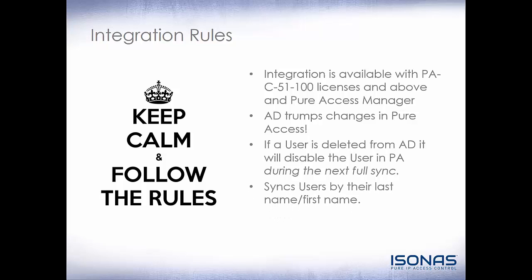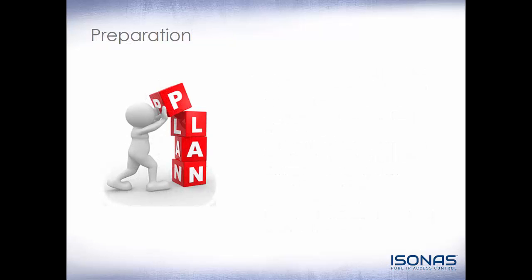This syncs users by their last name and first name. If a user is already in Peer Access but the name is spelled differently than in Active Directory, a second person will be added with the alternate spelling of that name. Users not in Active Directory can be added into Peer Access with no issues. For example, contractor badges, etc., that probably will not have an Active Directory entry. As long as the last name and first name does not match anyone in the system, there will be no issues in Peer Access. We always want to be prepared when we're configuring this new system.